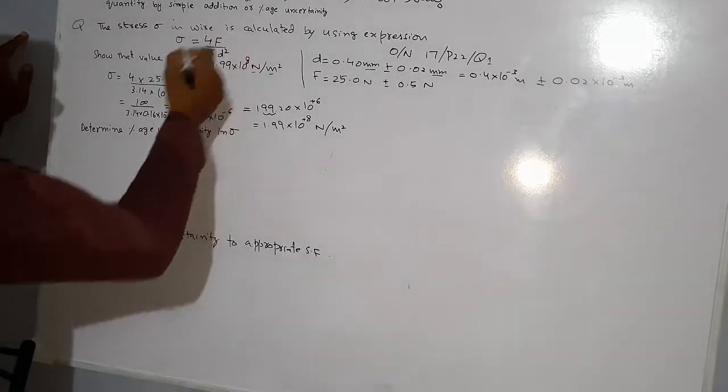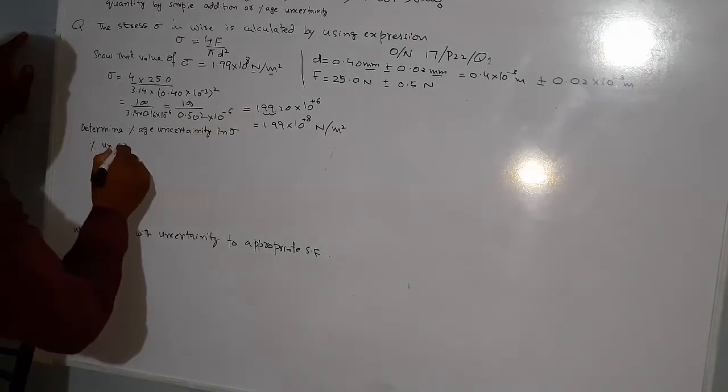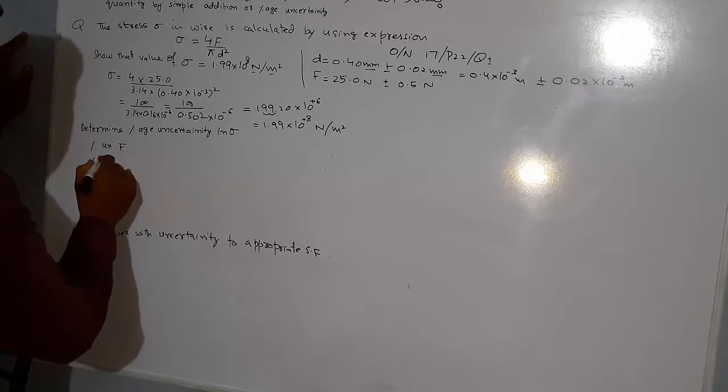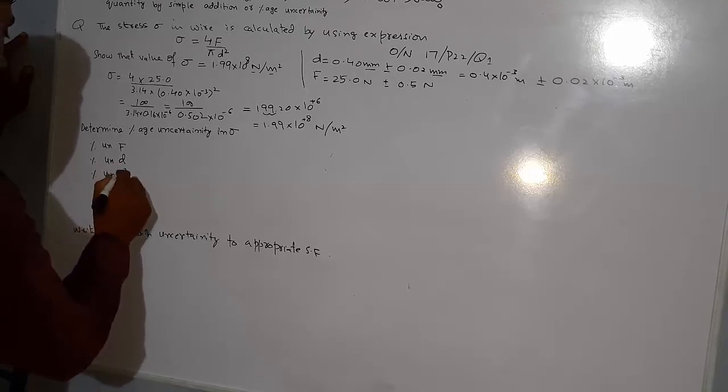So percentage uncertainty we can easily find out. First we calculate the percentage uncertainty in F. Then we calculate the percentage uncertainty in D. Then we calculate the total percentage uncertainty in D square. And then we add F and D square.